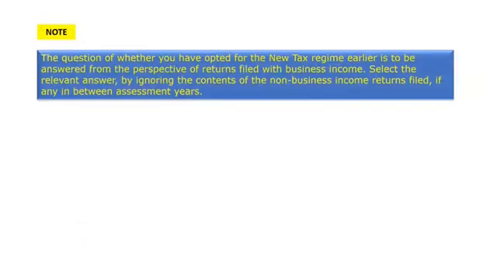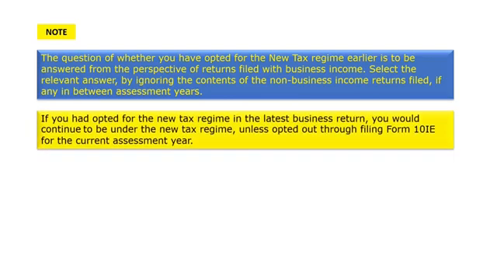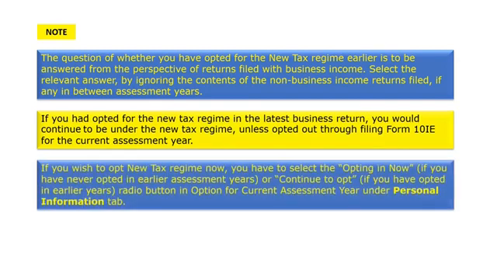Please note that the question whether you had ever opted for the new tax regime earlier is to be answered from the perspective of returns filed with business income. Select the relevant answer by ignoring the contents of the non-business income returns filed, if any, in between assessment years. If you had opted for the new tax regime in the latest business return, you will continue to be under the new tax regime unless you opt out by filing Form 10IE for the current assessment year. If you wish to opt for the new tax regime now, you will have to select opting in now. But if you had ever opted earlier, you are required to select the continue to opt radio button in the filing section under the personal information tab.